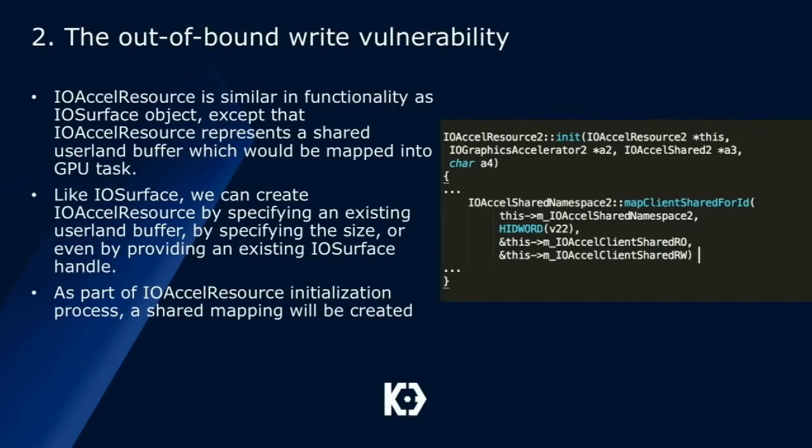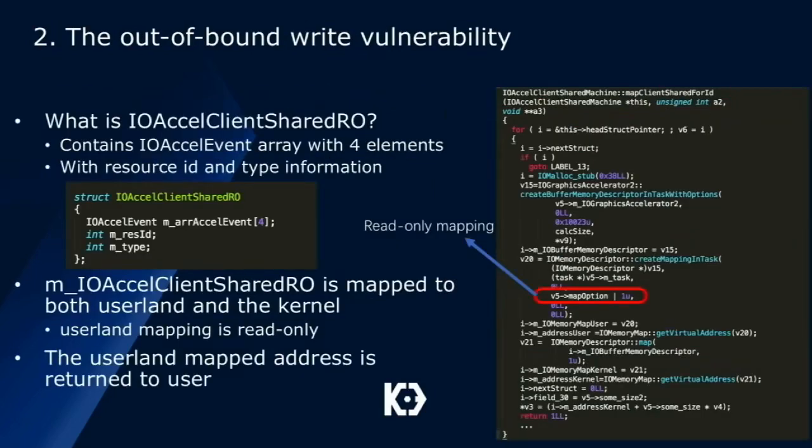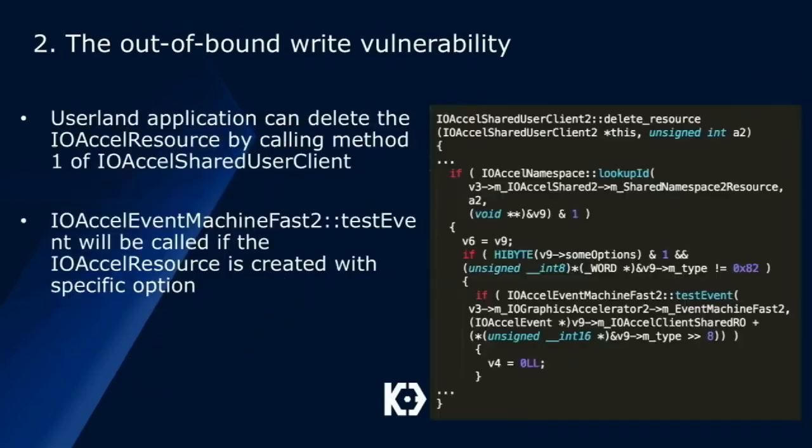And during the initialization process, a shared mapping will be created. This shared mapping is called I/O axial client shared I/O. This object contains an I/O axial event array with 4 elements, with the resource ID and its type information. The whole object is mapped into both userland and the kernel, and of course, the userland mapping is read-only. This address will also be returned to the userland applications, so the user will know the address of it.